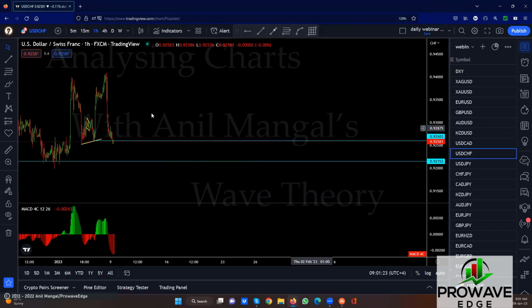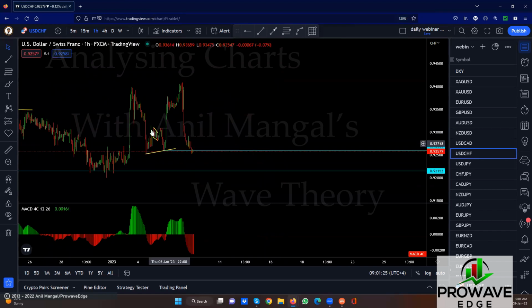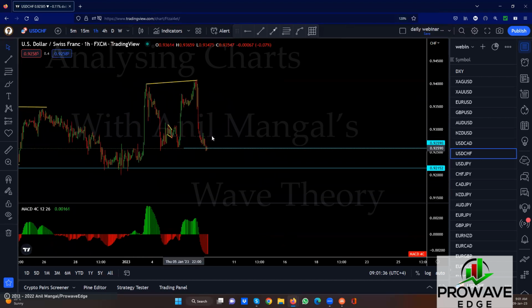Swiss. Okay, we're looking for a flat here. It went and it broke the top. So it's kind of a flat. Take this off. Might end up being some kind of an expanding flat here.